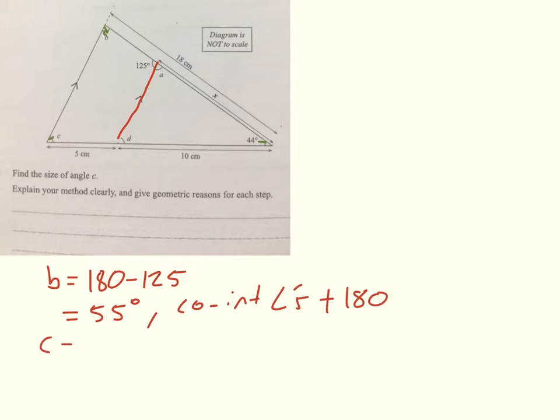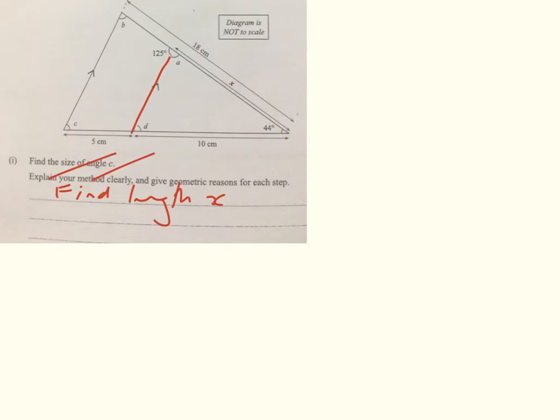Okay. So C equals 180 minus 125 minus 44, which equals minus 55. Good spotting. So minus 55, and what's that equal? 81. Okay, it equals 81 because angles in a triangle add to 180. Happy with that? Done and dusted.